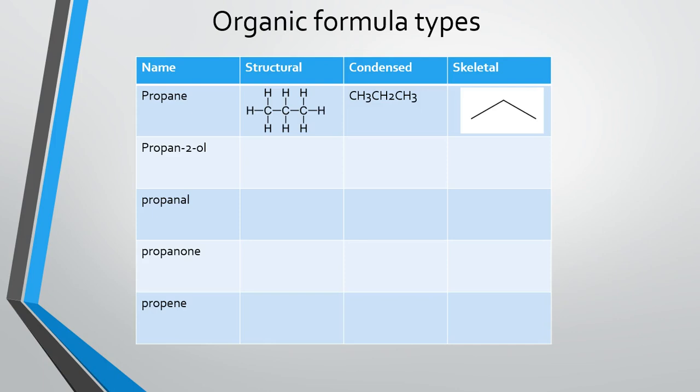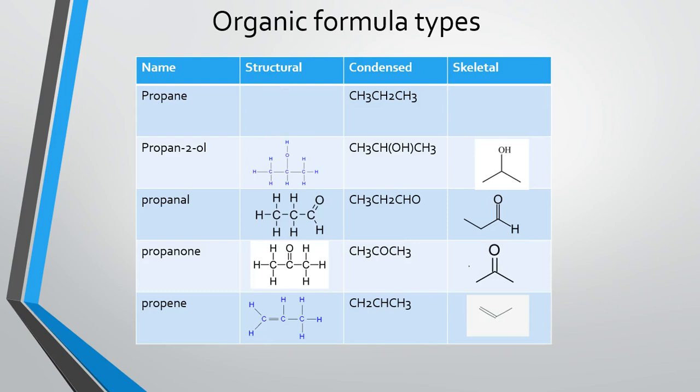Okay, so what I'm going to show you are all the rest of these. They're structural, condensed, and skeletal formulas, and we'll talk a little bit about them. Okay, so for propan-2-ol, and again, we're going to talk about how to name that specifically, but that's an alcohol. You can see its condensed formula, and then you can see the skeletal formula. On the second carbon, we draw a line and show the hydroxyl group, the OH.